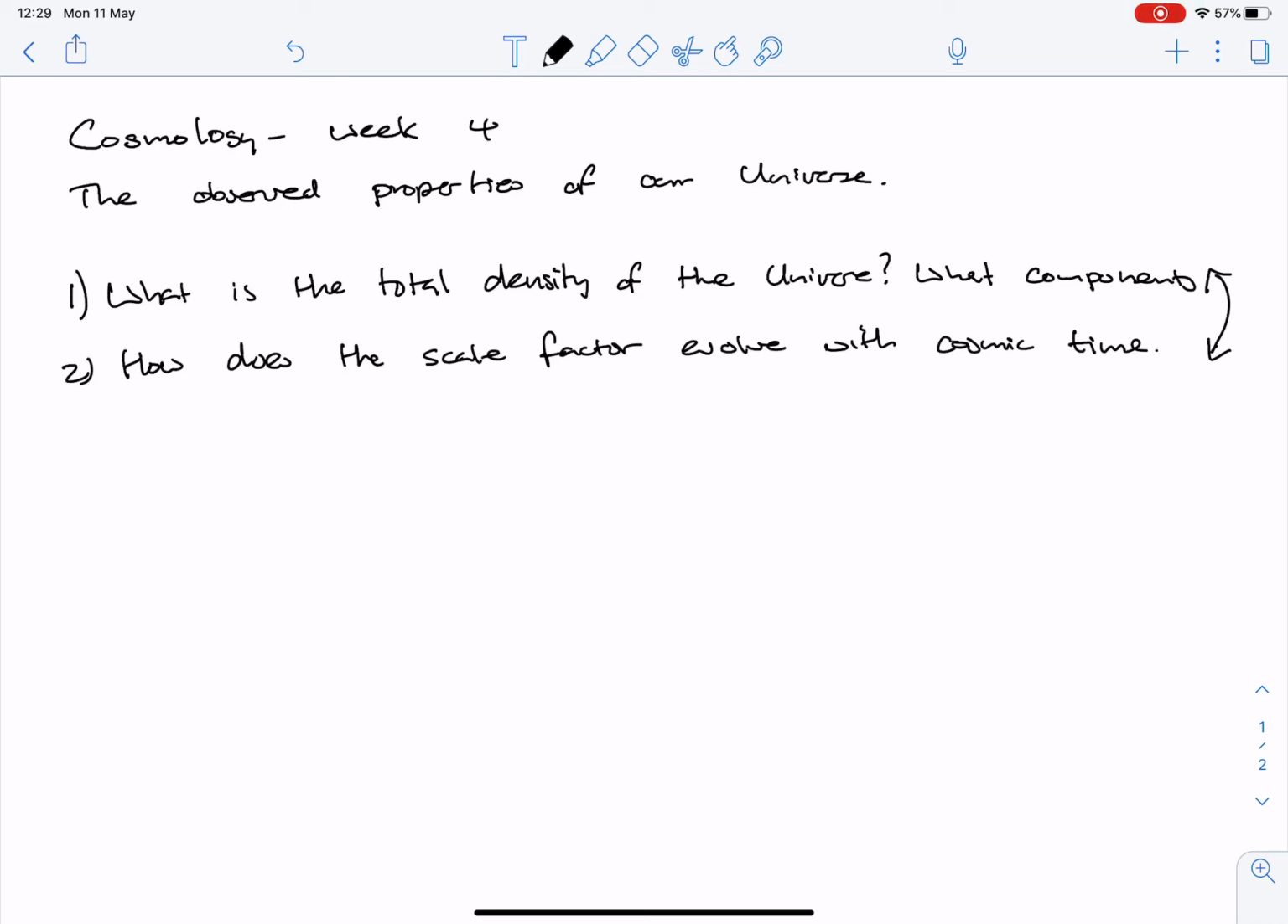Because if I know right now what all the different components of density in the universe are, matter, radiation, cosmological constant, etc., I can put that into the Friedmann equation, which is difficult to solve with all of those things in, but I can still solve it, and I can tell you how the scale factor evolves with cosmic time. On the other hand, if I measure how the scale factor evolves with cosmic time, I should be able to get from that what the components of the universe are. And so these are very interlinked questions, but you can also address them in different ways.